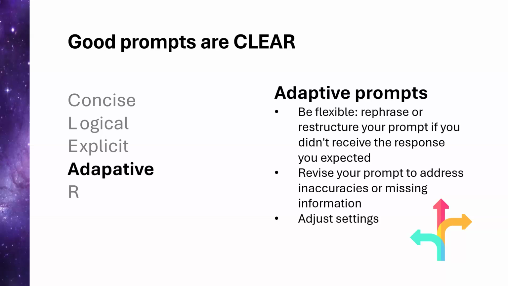Many AI tools also have settings that you can adjust. These are options that let you control the level of detail, the style, the tone, and other parameters of the AI's output. Look for these settings when you're playing with AI tools and try experimenting with them to see how they affect your responses.